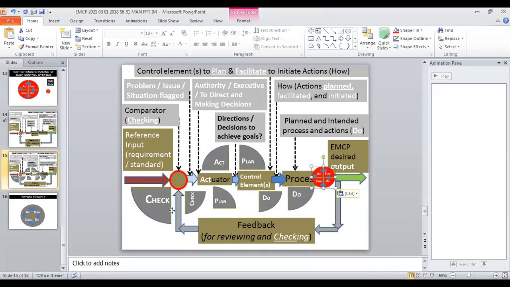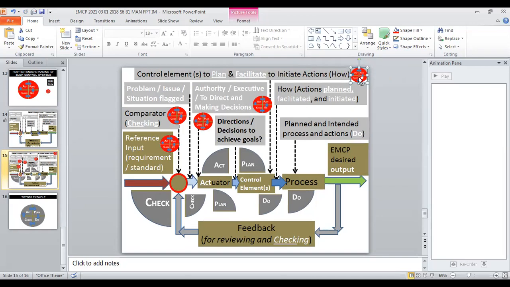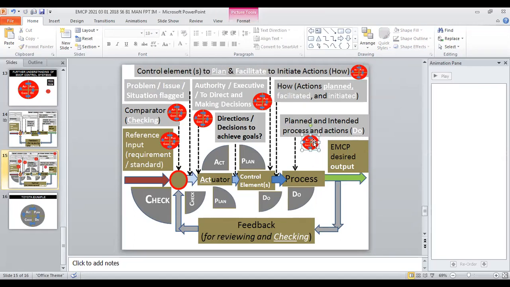So this feature can be here, not only in the checking, but even the reference here should be improved. There can be a PDCA feature. Even here can be a PDCA feature. Everywhere can be a PDCA feature, here as well.